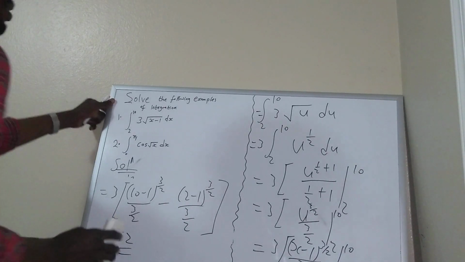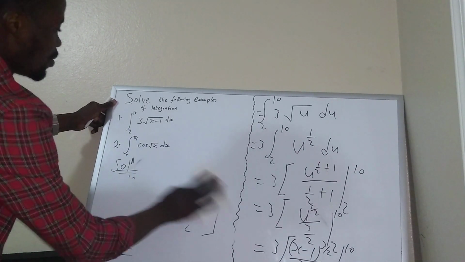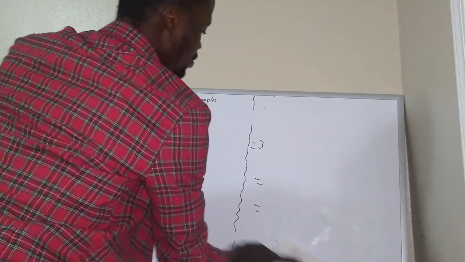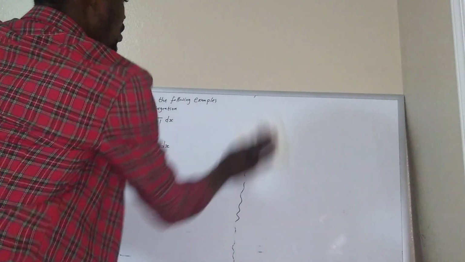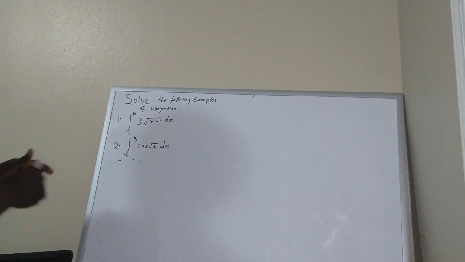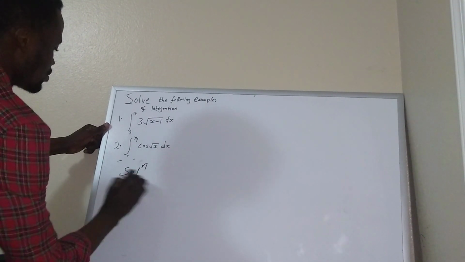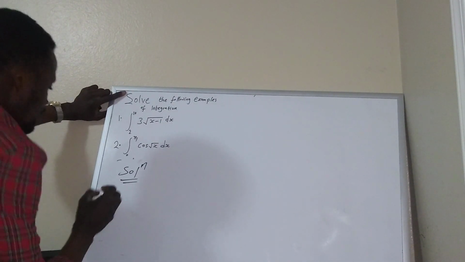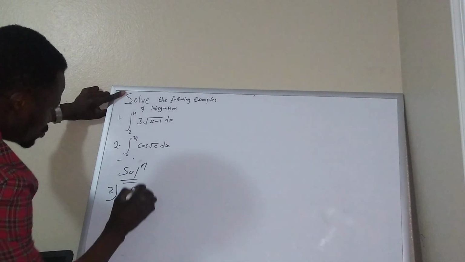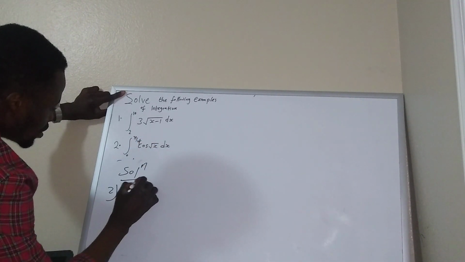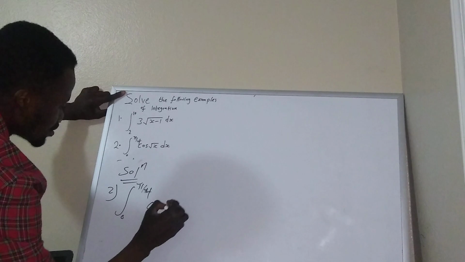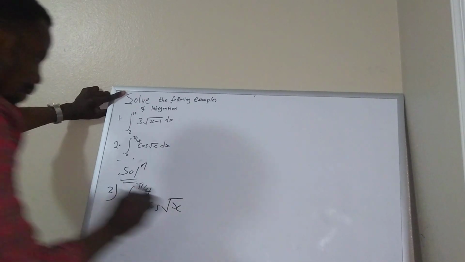Let's go to the second one. The second question. Still the solution. Second question, you have question 2. Then we have from 0 to pi on 4, then we have cos of this, dx.